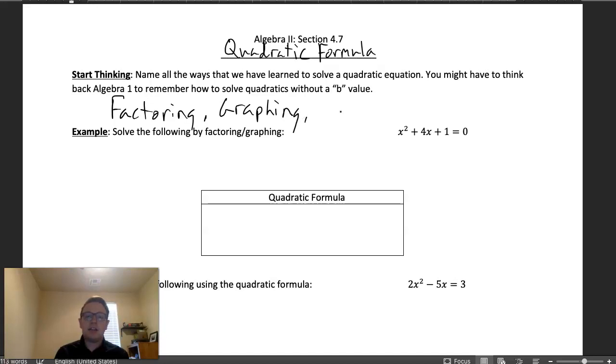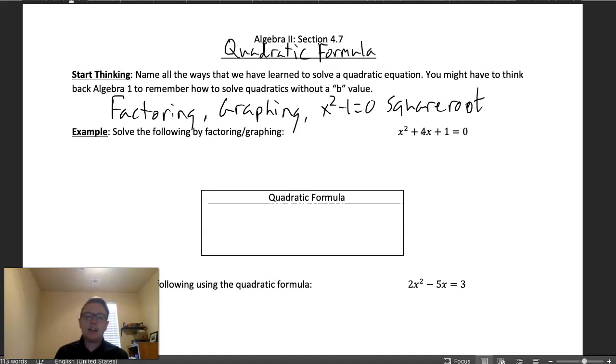The other one, for solving without a b value, if we had something like x squared minus 1 is equal to 0, is we move the 1 over and we take the square root. So that's the square root. And those are the three methods we have, except for the one we're learning today.